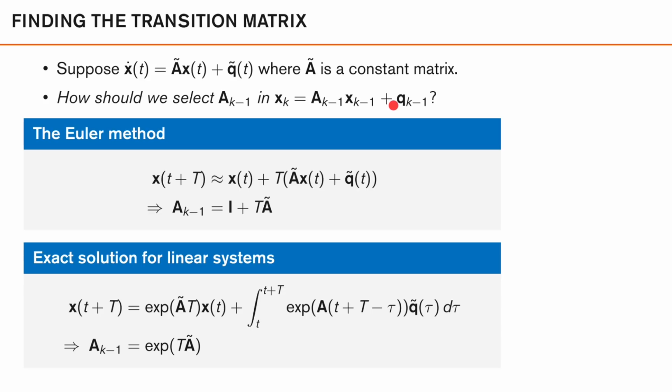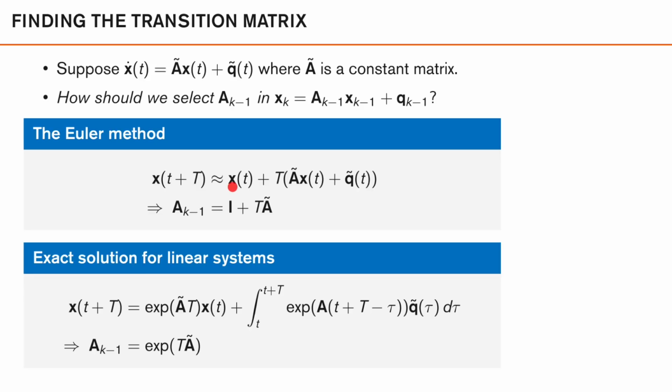We could either use the Euler method to approximate x(t+T) as x(t) plus T times the derivative of x(t). We should note here that x(t+T) corresponds to x_k and that x(t) corresponds to x_{k-1}. So all we need to do is to look at this equation and identify the matrices that we multiply x(t) with. And that will give us A_{k-1}, our transition matrix.